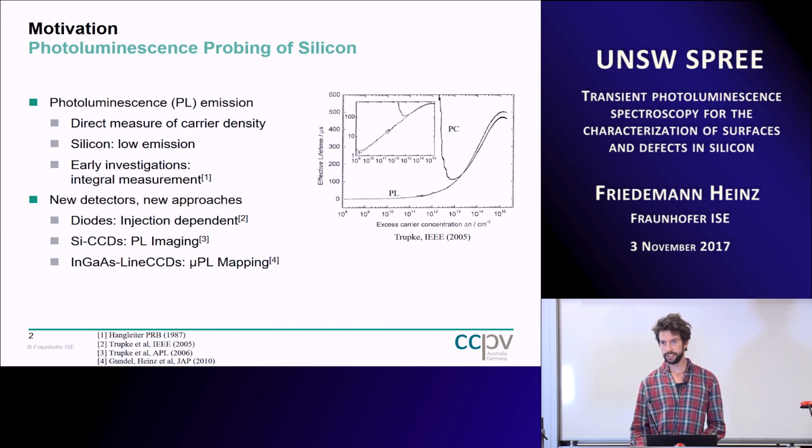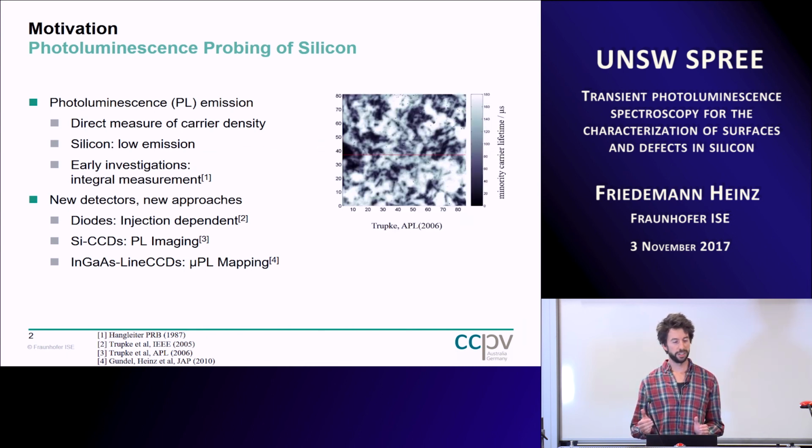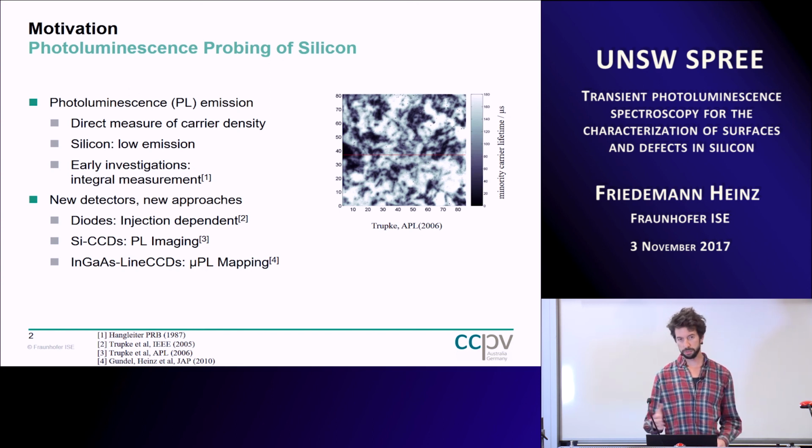Later, silicon CCDs were used to measure spatially resolved luminescence emission. For example, here on the right you can see a multicrystalline silicon wafer, where now luminescence can be collected from a small volume, for example 100 times 100 micrometers, directly monitored by 1 pixel of a silicon CCD, and within one measurement, 1 second for example, you get the whole spatially resolved information.